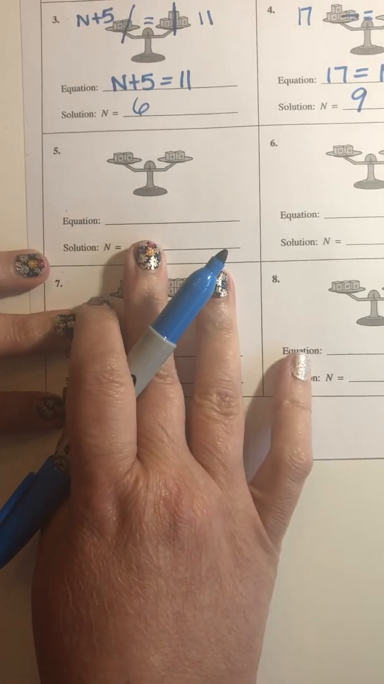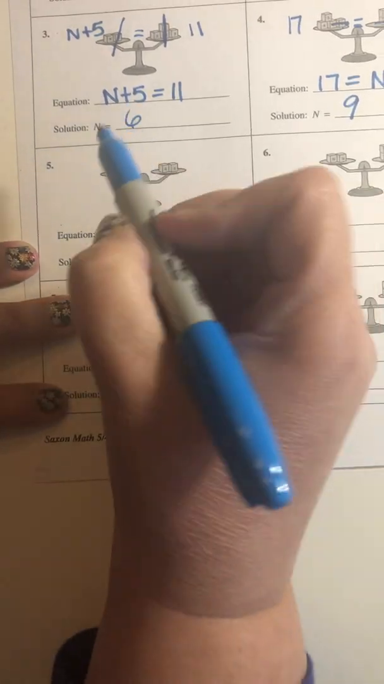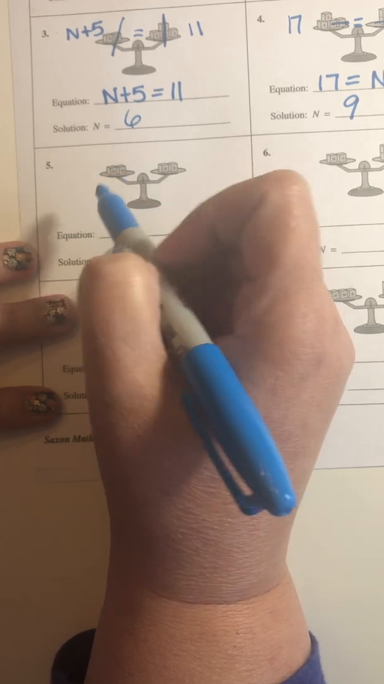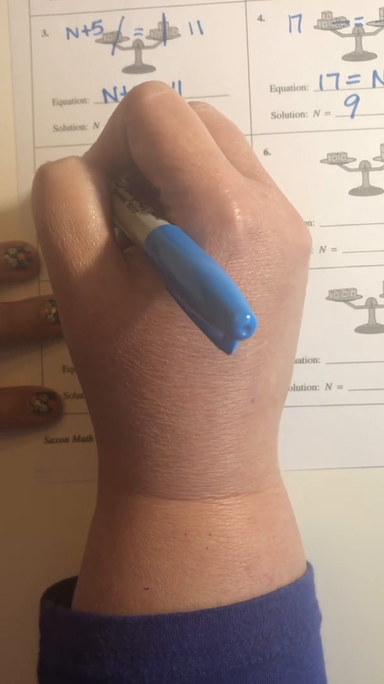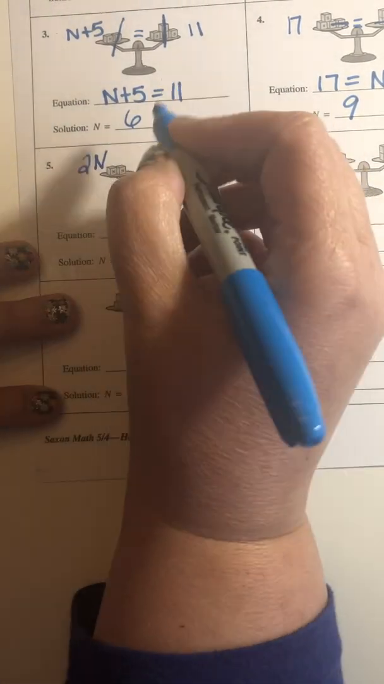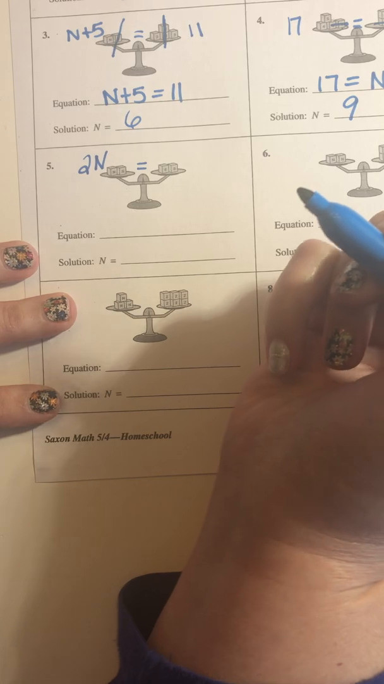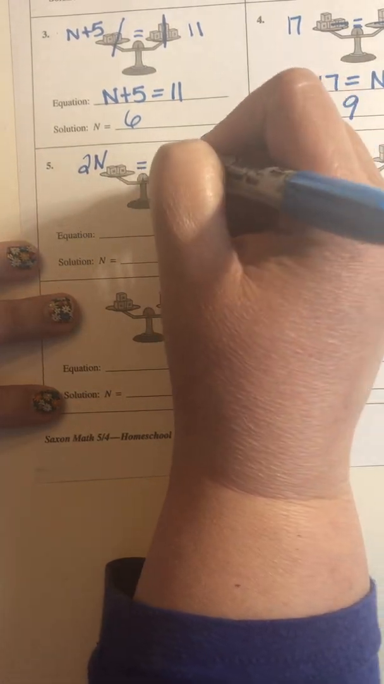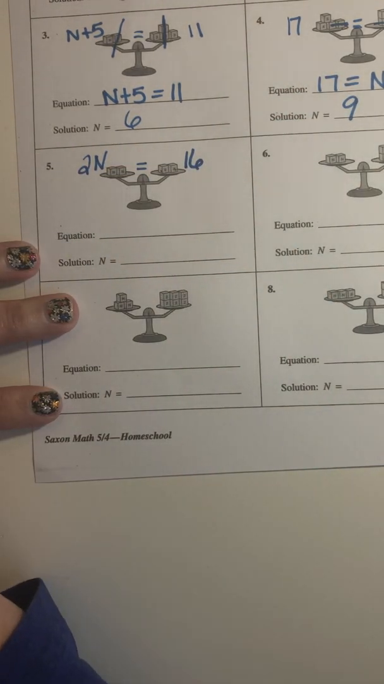Number 5. Okay, so over here it looks a little different. I have n plus n, or another way to write that is 2n. And that's equal to, and on my right side, I have 8 plus 8, which is 16.